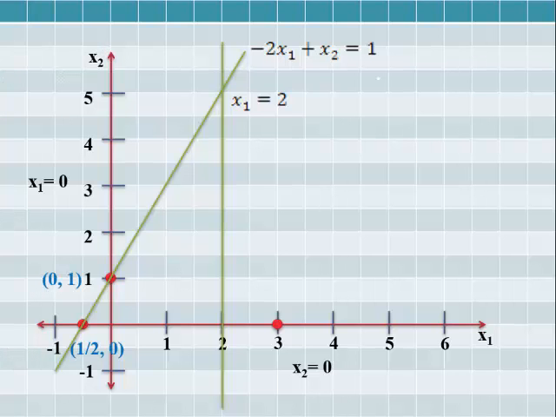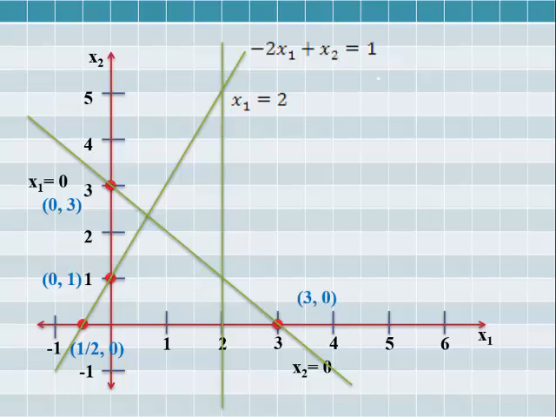So this is the point 3, 0 and this is 0, 3. By joining these 2 points we can get the third line. This is the line representing the equation x1 plus x2 is equal to 3.